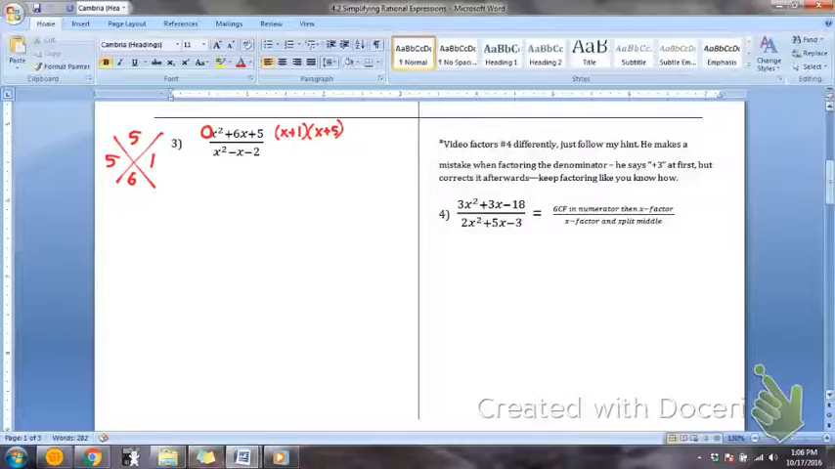Can we take the shortcut in the denominator? What is the number in front of x? 1. So can we take the shortcut in the denominator? Yes, we can.